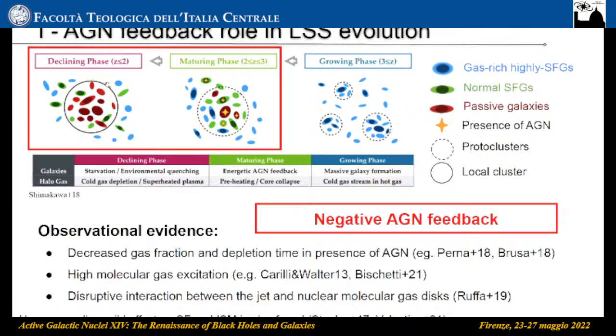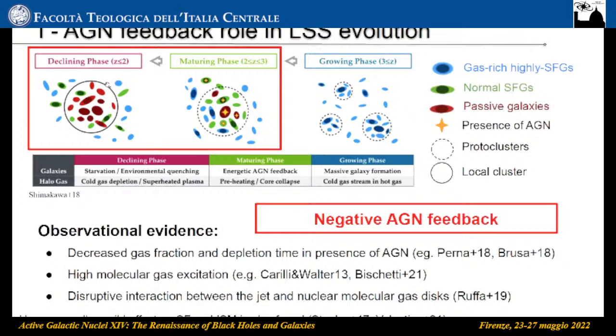Of course, this is a very schematic view, and as shown by Ivan today, the situation is way more complicated than that. But what I want to stress is that when we talk about AGN feedback, we mostly talk about it in terms of negative AGN feedback, meaning the role of the AGN in quenching the star formation on the scales of the host galaxies.